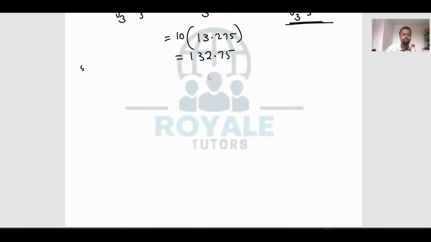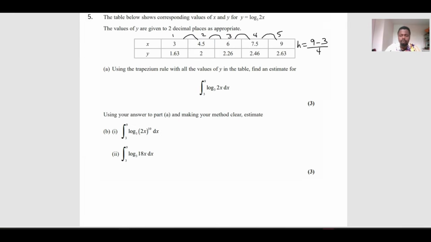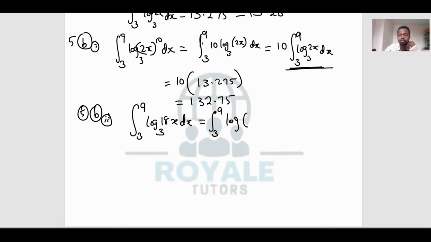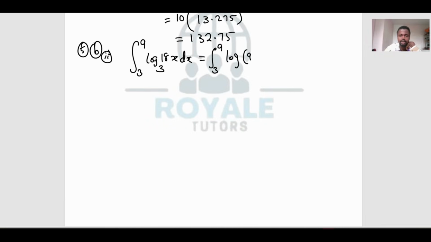Then for B2, we have log 18x base 3. So we want to integrate from 3 to 9 log 18x dx base 3. So this as well, we are going to use indices. So I'm going to write this out as this. Integral from 3 to 9 log. Since we have 2x, I'm going to bring 2x out of it. That will be 9 times 2x dx.